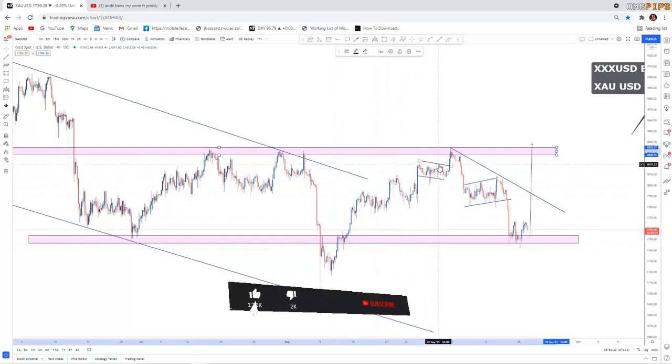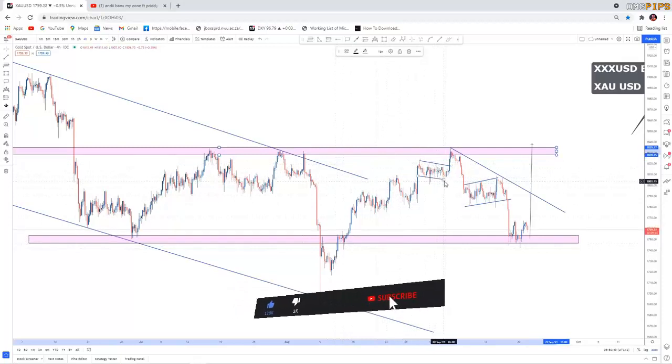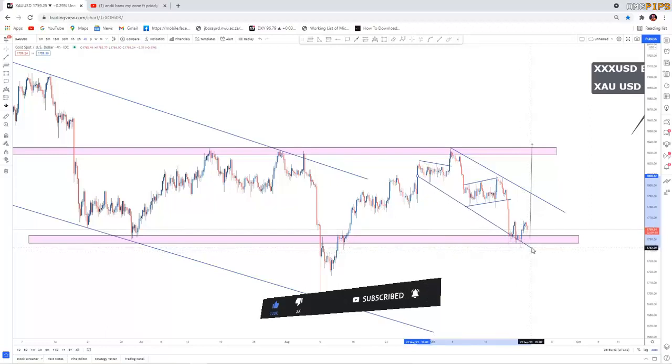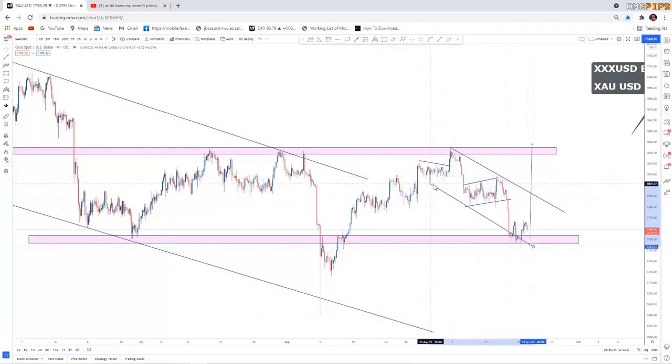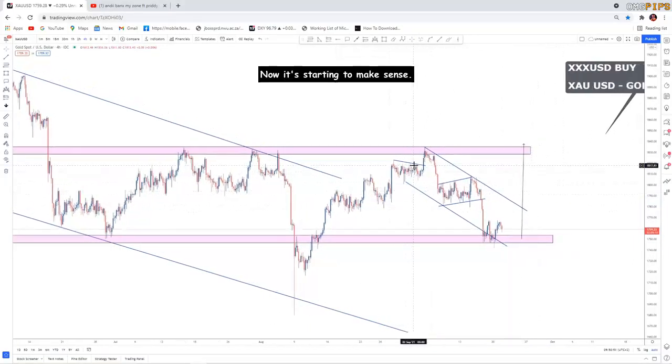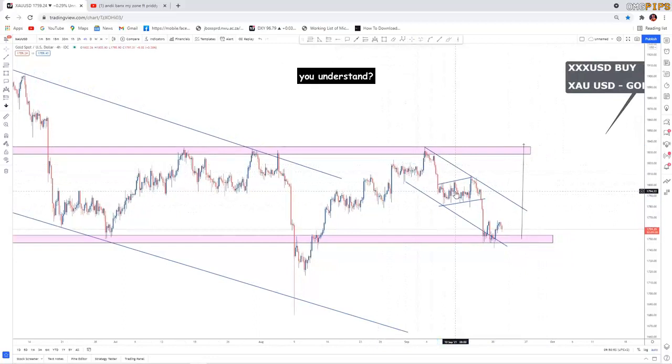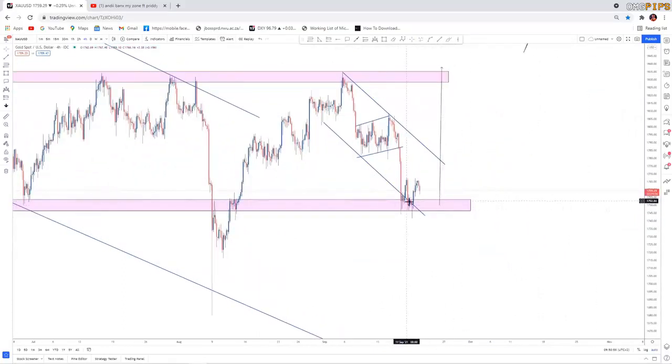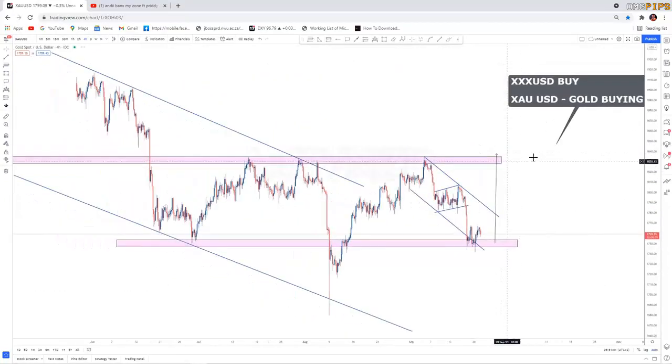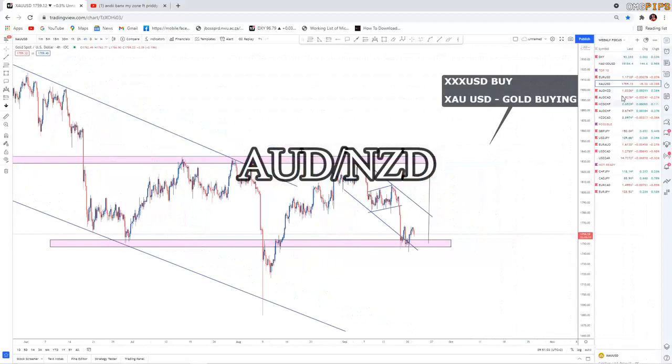Let me see, what do I have that's not neat right now? Okay, so it's possibly neat. Now I'm gonna cater for what's happening over here. So yeah, now it's starting to make sense. You understand? Now we know, since we have reached this bottom, we need to look for buying opportunities, possibly a break up from here and continue going to the upside. So that is what we are looking for as well.